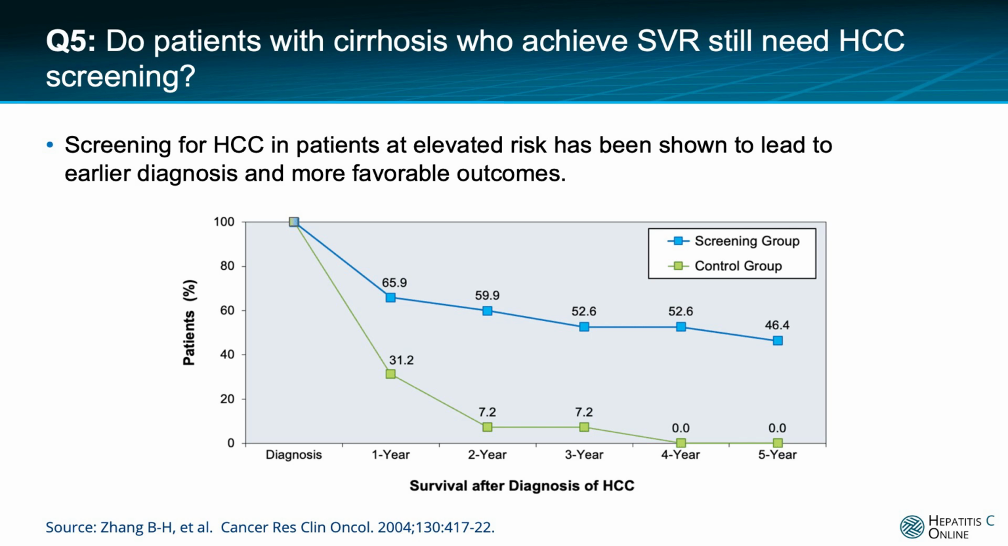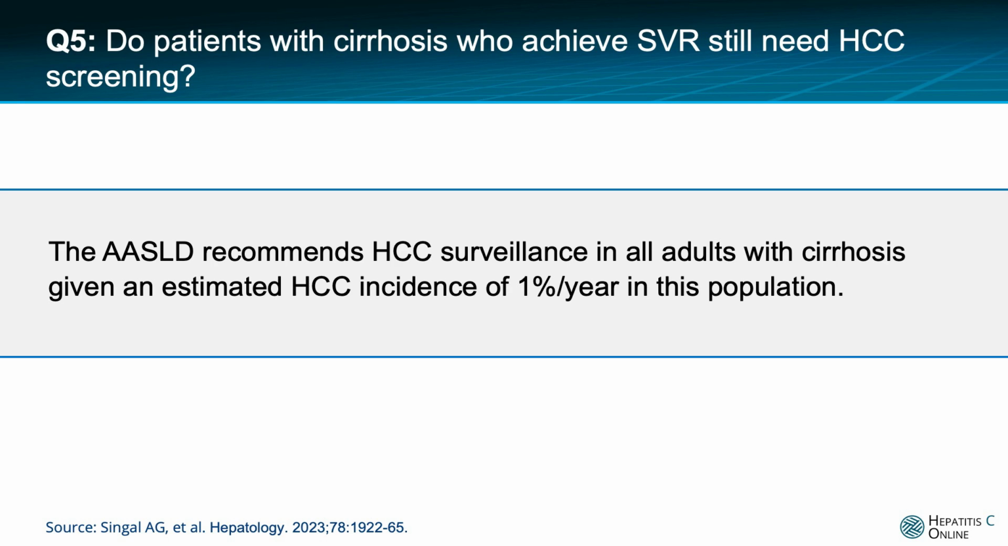There were 86 cases of HCC in the screening group and 67 in the control group. 32 people died from HCC in the screening group versus 54 in the control group, and the HCC mortality rate was significantly lower in the screened group than in controls, suggesting a benefit to identifying and treating HCC early. Given the proven benefit of HCC screening, the AASLD recommends HCC surveillance in all adults with cirrhosis, given a pooled estimated HCC incidence rate of 1% per year. Screening should be done with a hepatic ultrasound and serum AFP every 6 months.